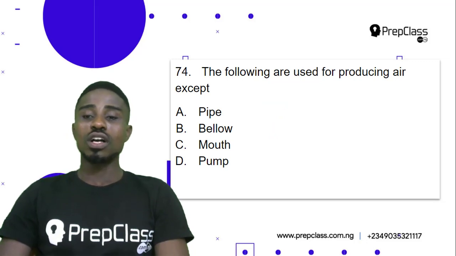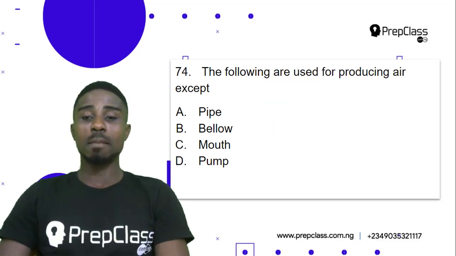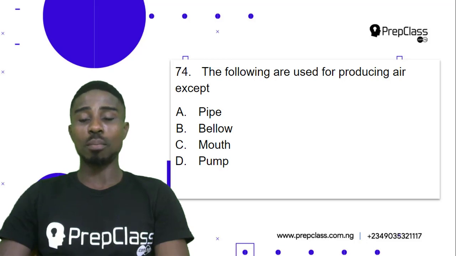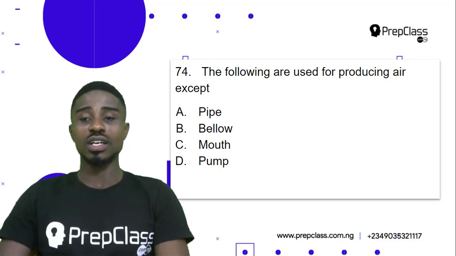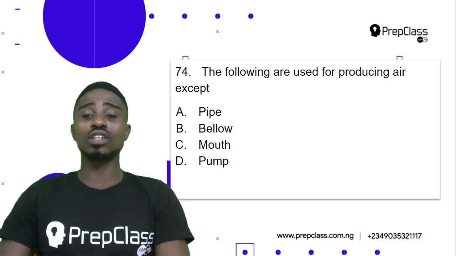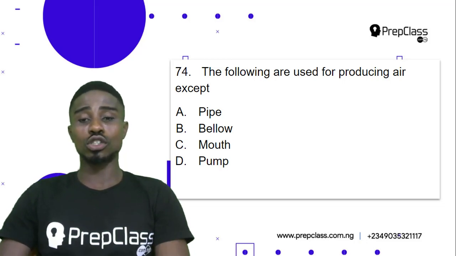Question 74. The following are used for producing air except A, pipe, B, bellow, C, mouth, D, pump. For us to carefully select the correct answer, we need to analyze all of the options and see which one best answers our question. Now, our question is centered on the following are used to produce air except, so we are looking out for that one which is not used in air production.